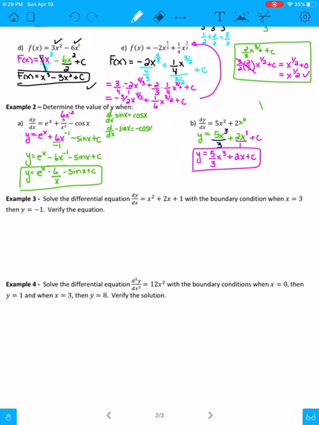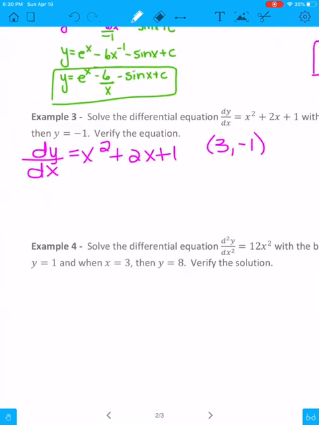But in some cases, they can give you, like example 3, solve the differential equation dy over dx equals x squared plus 2x plus 1. So they want you to find the original with the boundary condition when x equals 3 and y equals negative 1, and then verify your equation. So they gave us a derivative, dy over dx equals x squared plus 2x plus 1. And they gave us a point off the original, which is at 3 and negative 1. Okay? So the first thing we're going to have to do is find the antiderivative of this.